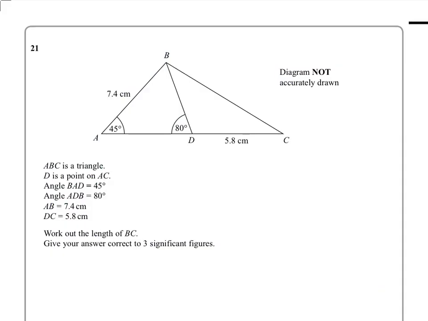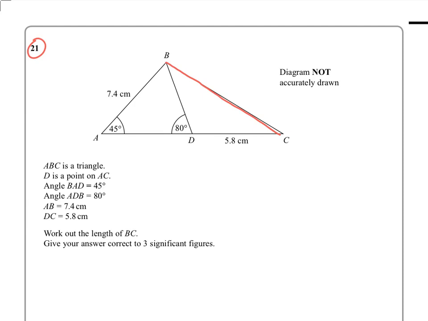In this question I have two triangles. I have triangle ABD and triangle BDC, and I've got to find the length of BC. So I'm just going to draw a red line here so I know what I'm looking for. And generally in these kinds of questions, especially getting towards the end of the paper, you're going to be looking in probably this triangle first before you look in this one.